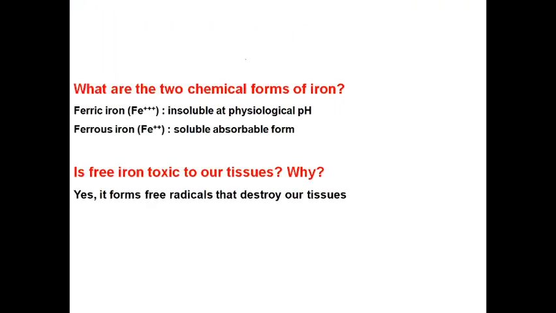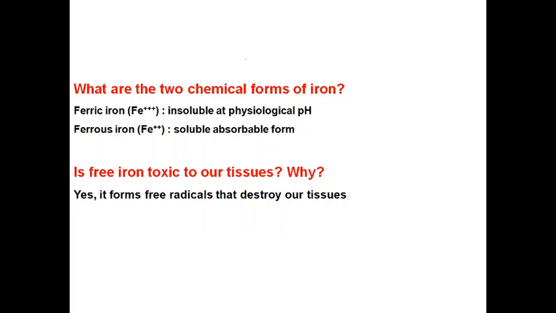Let us first start by asking the question, what are the chemical forms of iron? Iron can be present inside our body in two forms. Either the ferric form, the oxidized form, which is insoluble at physiological pH, or the ferrous form, which is the reduced form, and it is soluble and absorbable. The ferrous form is the form in which iron is absorbed from the intestine.